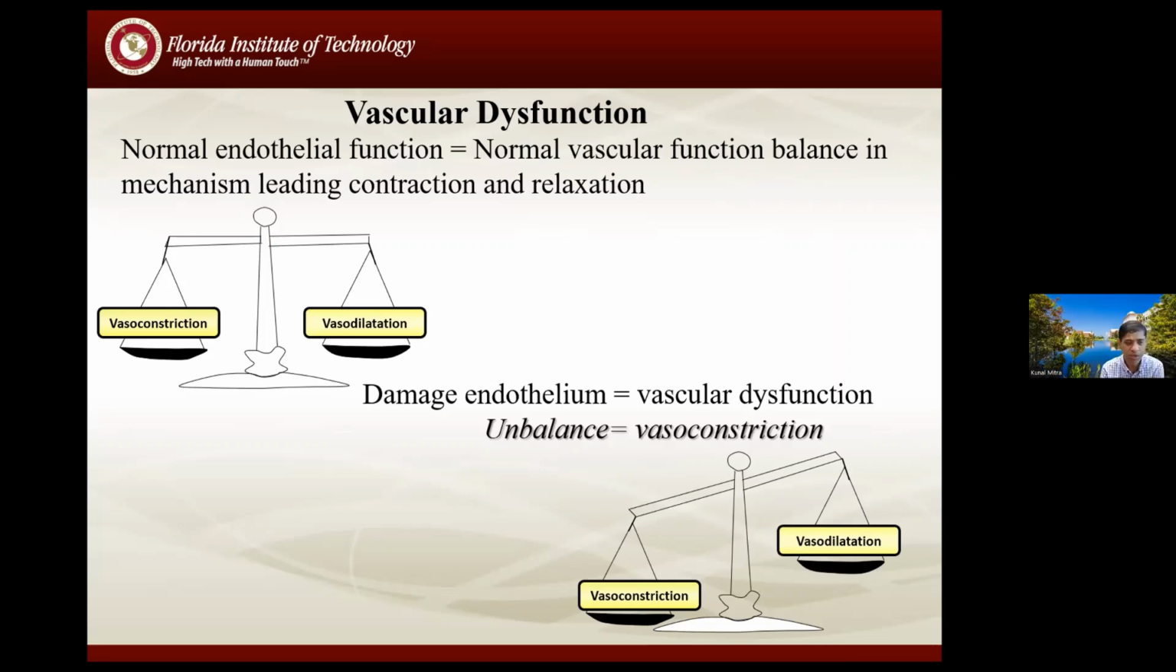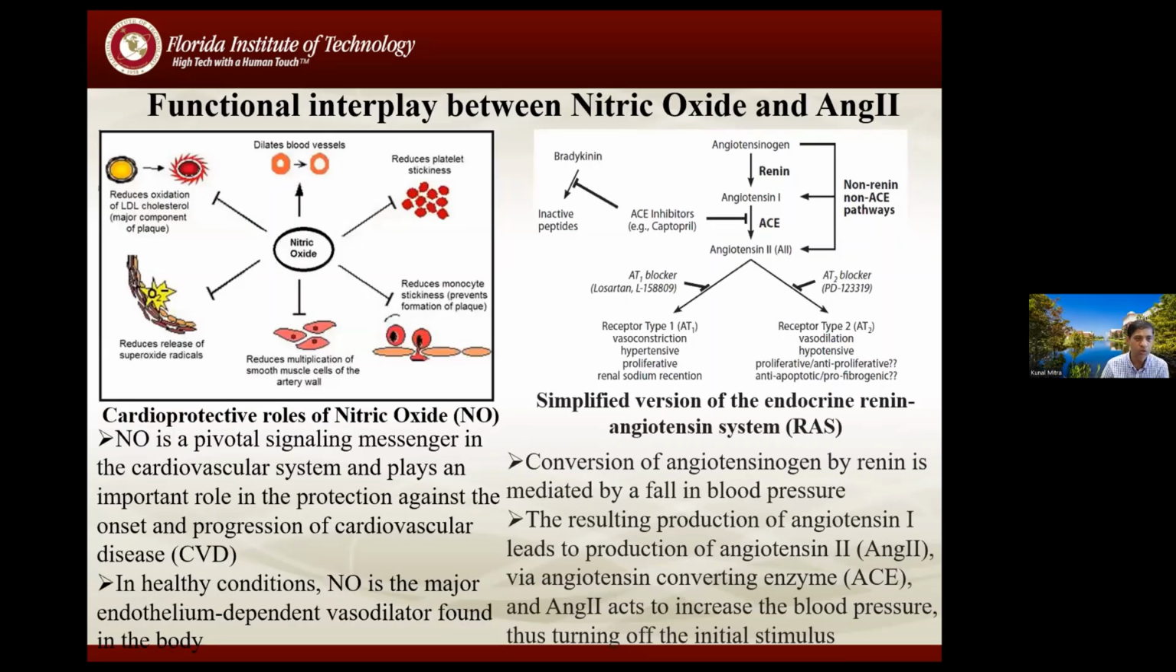So again, my focus here today is on cardiovascular tissue. We know that normal endothelial function is key, because that helps maintain the balance in mechanisms between contraction and relaxation. If you have a damaged endothelium, then you're going to have vascular dysfunction, which leads to vasoconstriction and cardiovascular disease. There are various markers you can look into. A couple of the markers we are looking at, the first of them is nitric oxide. We all know that nitric oxide plays a cardioprotective role as a signal messenger in our cardiovascular system, and it helps protect against the onset of CVDs.